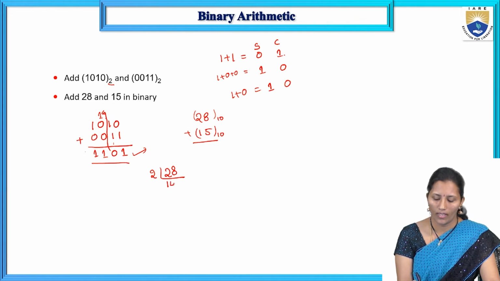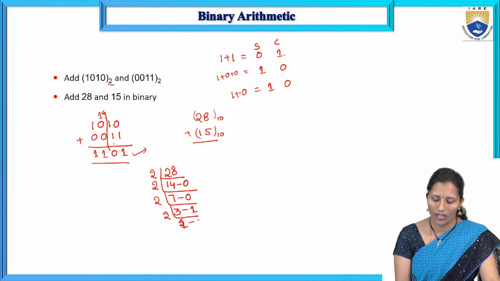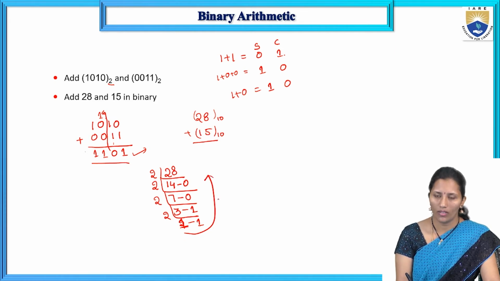28 divided by 2 is 14, the remainder is 0. The quotient is 14. Again divide that quotient by 2. 2 sevens are 14, remainder is 0. 2 threes are 6, the remainder is 1. 2 ones are 2, the remainder is 1. So here we got the 1. Write from down to up: 11100.